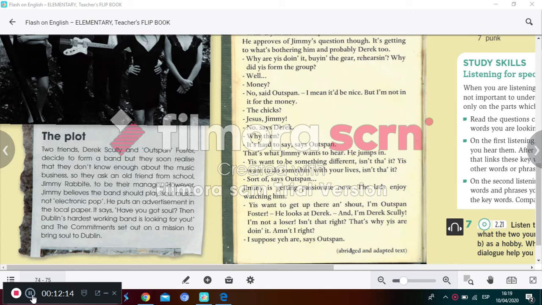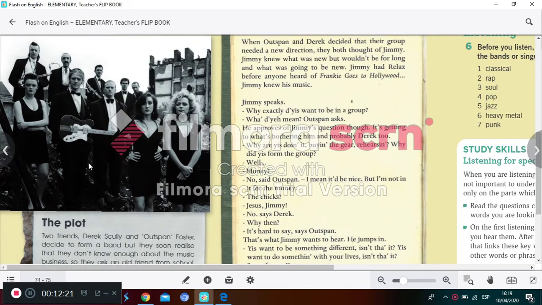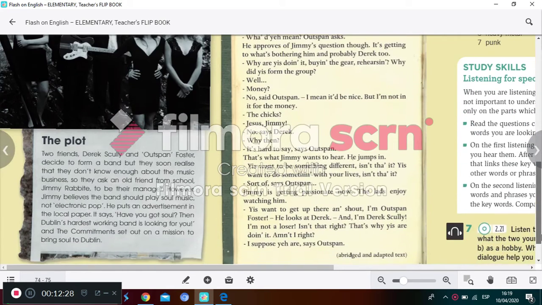Okay, students, let's read about the Commitments band. This is the name of this band, the Commitments. So let's read the text to know about this band. You can stop the video, pause the video to read this part. Stop the video to read. Okay, I'm totally sure that you have read this.